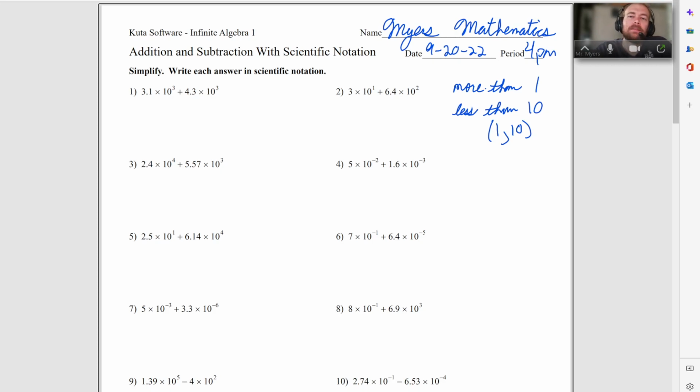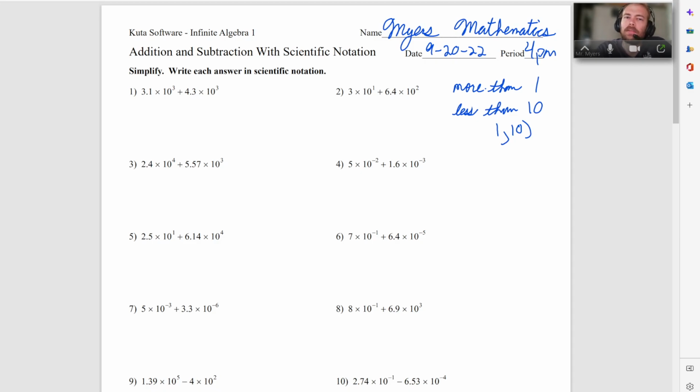So if it's more than 1 but less than 10, and actually, you know what? More than 1 or equal to 1, actually. I misspoke just a little bit there. We can include 1. It could be equal to 1, right? Equal to or more than 1. So let's go ahead and do number 1.